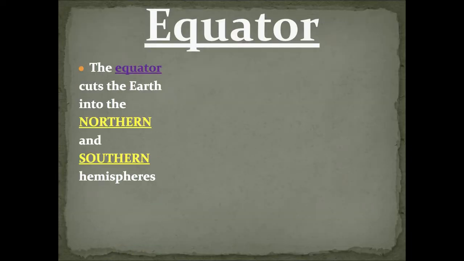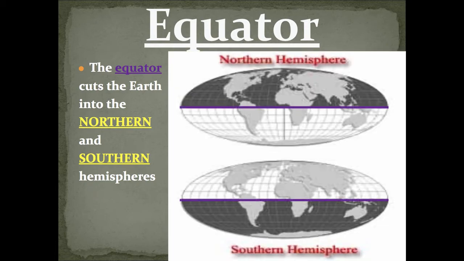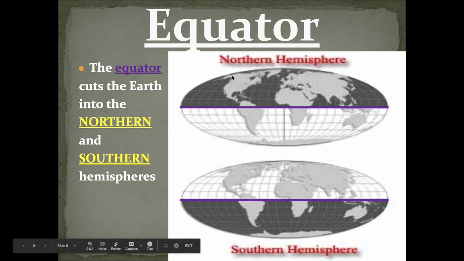The equator is what separates the northern and the southern hemisphere. The equator, which is this purple line right here, is the main line of latitude. That is the main line of latitude. It runs across South America, Africa, a little bit of Asia. But yeah, everything above it is the northern hemisphere. Everything below it is the southern. So we are in the northern hemisphere.